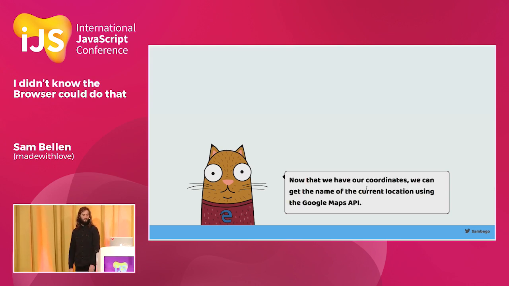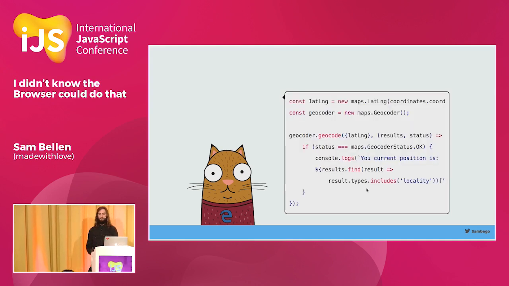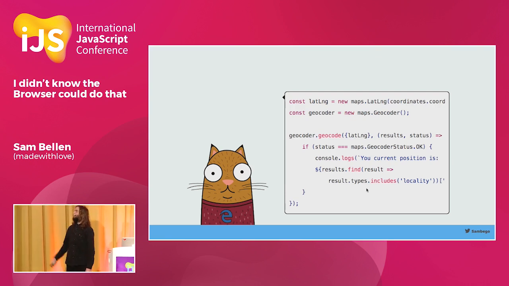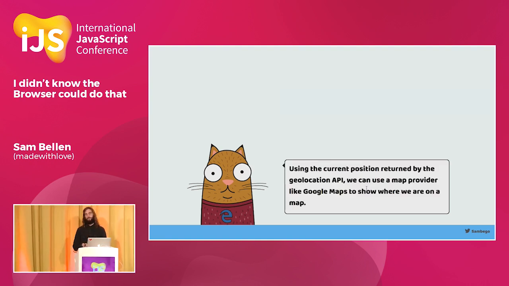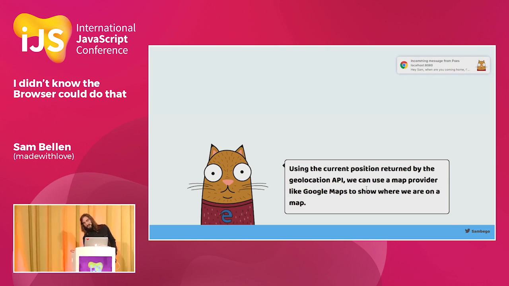So you can use some service like the Google Maps API to convert those coordinates to something readable. Don't have to read this, it's in the docs of Google Maps API. But this will just return the locality of the coordinates where you are at the moment, Munich in our example. You can also use Google Maps to show a map. And it looks like my cat has figured out that you can send notifications on the web.